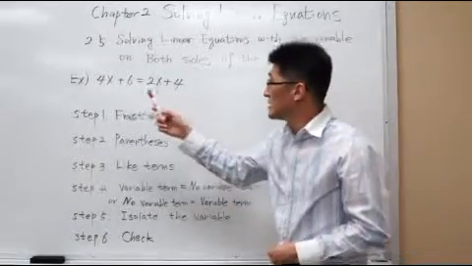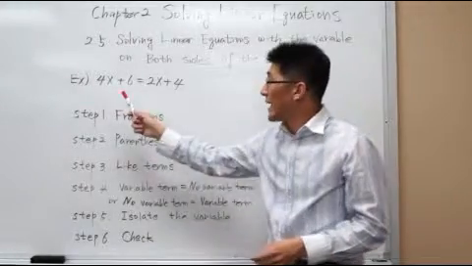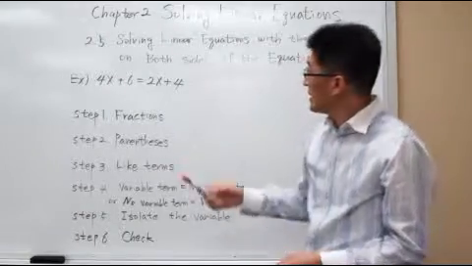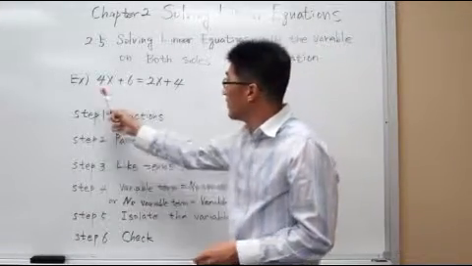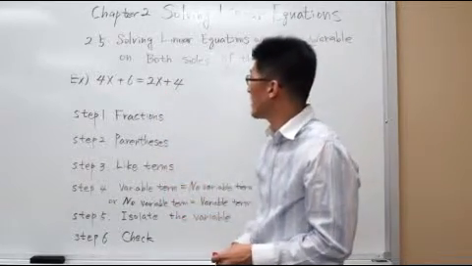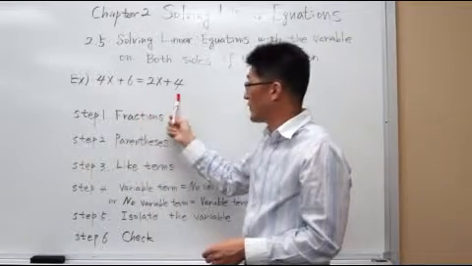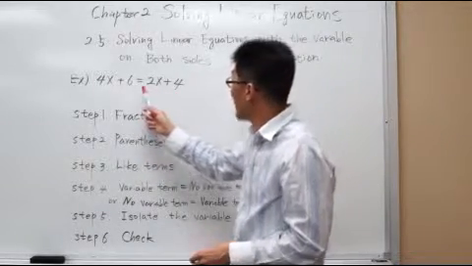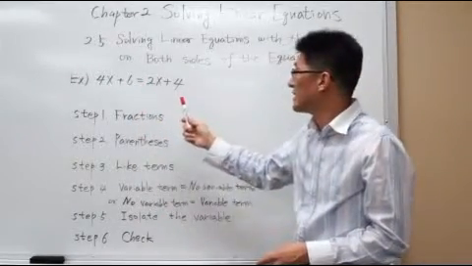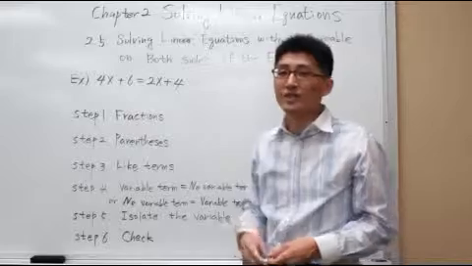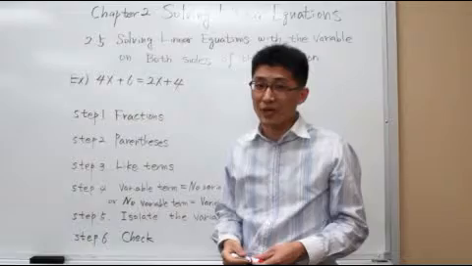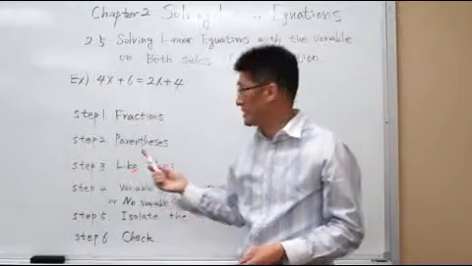If you look at a simple example, 4x plus 6 equals 2x plus 4, there are two variable terms, 4x and 2x, and two non-variable terms, 6 and 4. And also they have an equal sign. For such an equation, I'm going to explain how to solve this kind of linear equation in the following steps.